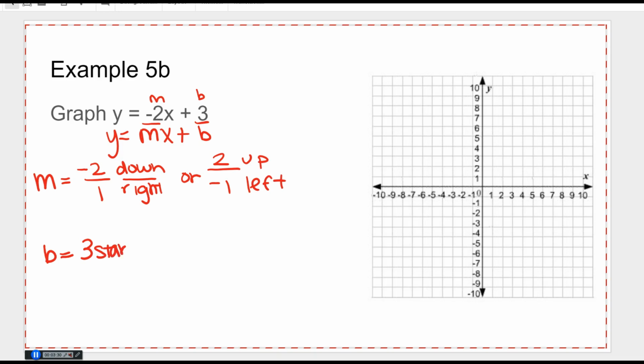I always write start, so I know where to start. So we're looking at that y-axis again. We're going to start where y is 1, 2, 3. And from there, we're going to count down 1, 2, to the right 1, down 1, 2, to the right 1, down 1, 2, up 1, 2, left 1, 1, 2, left 1.